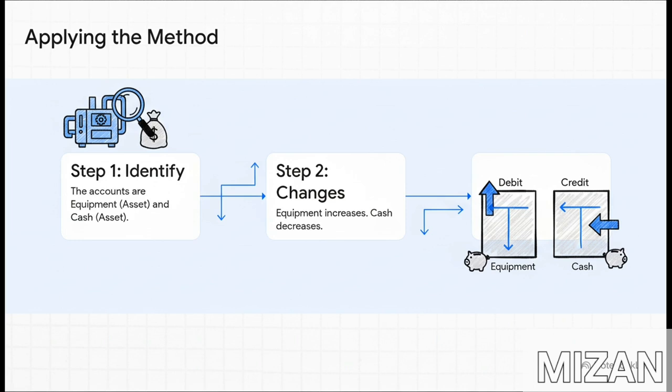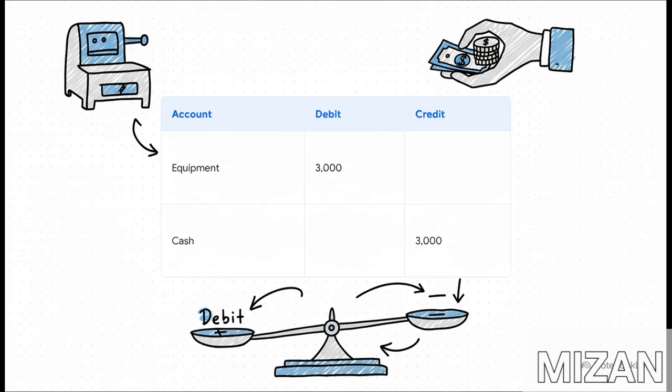We have less cash. So, step 3, we look at our rules. An increase to an asset is a debit, so we debit equipment. And a decrease to an asset is a credit, so we credit cash. And there's the finished entry. Debit equipment, $3,000. Credit cash, $3,000. Once again, it's perfectly balanced. All we've really done here is swap one asset for another on the company's books.